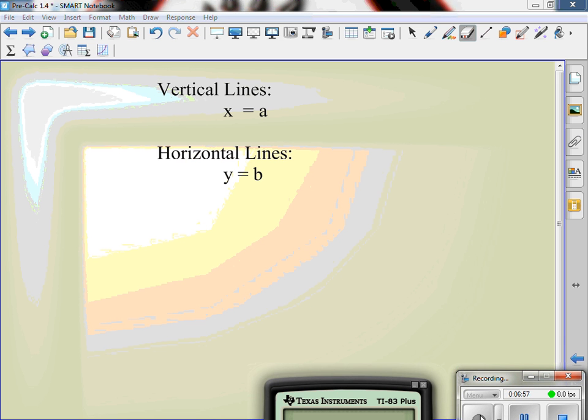Another refresher, vertical lines, that is a line that is straight up and down. Its equation is x equals a. A horizontal line, which goes side to side, its equation is y equals b. What's the slope for a vertical line? What's the slope of something going straight up and down? None. It's undefined. The slope of something side to side is 0.